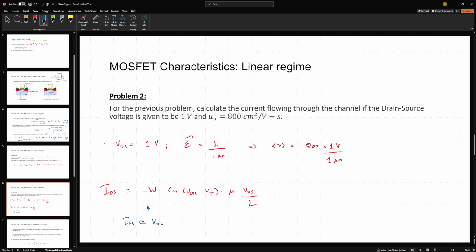Now we know this quantity, we know this to be 1.5 into 10 to the power minus 6. So ultimately the answer is going to be 10 micron into 1.5 into 10 to the power minus 6 into 800 and 1 volt divided by another 1 micron.